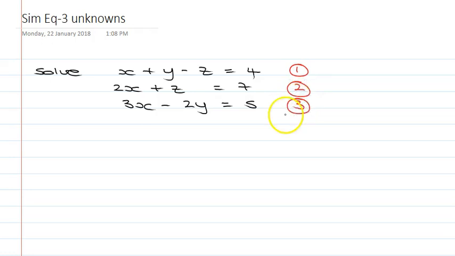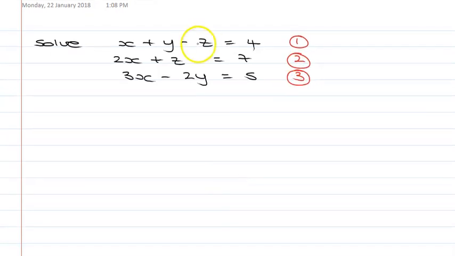Now let's make some observations. Z only appears in equation 1 and 2. So just by focusing on equations 1 and 2, we can eliminate z by adding the two equations together because they're opposite signs. So let's do that first. Let's do equation 1 plus equation 2.